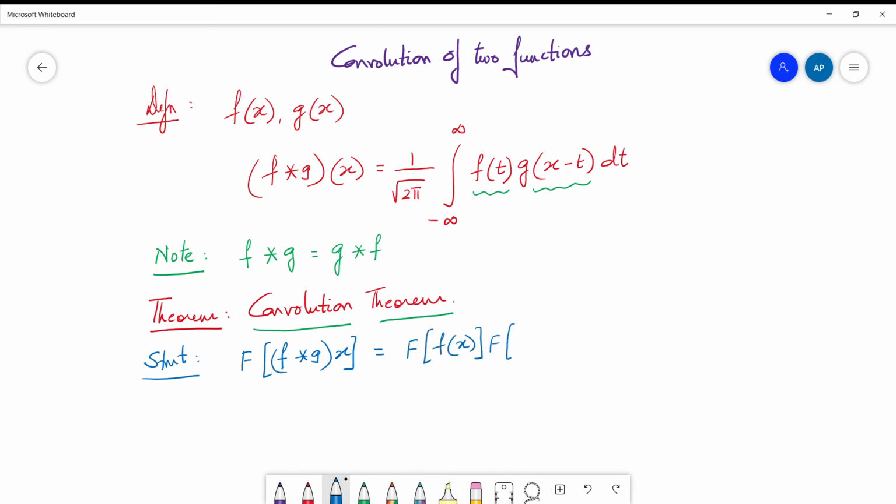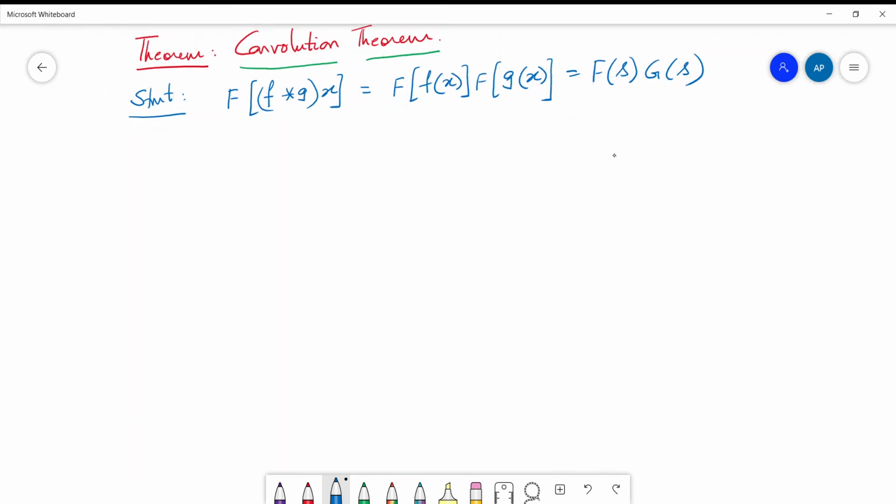That means the Fourier transform of f of x star g of x, because f star g of x can also be written as f of x star g of x, is equal to the product of the respective Fourier transforms. So if we take the Fourier transform of f of x as f of s and the Fourier transform of g of x as g of s, then the Fourier transform of f of x star g of x is nothing but f of s multiplied by g of s. This is the result given by the convolution theorem.